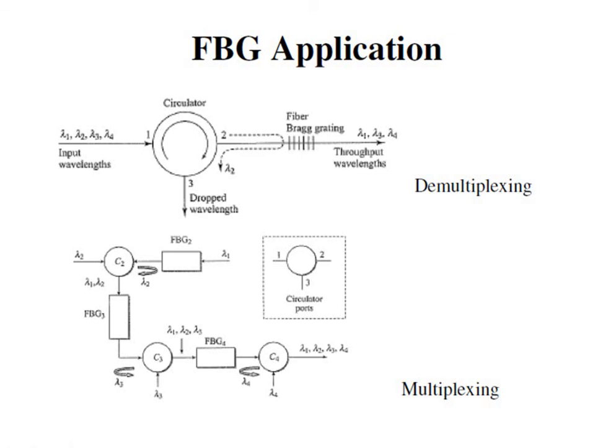After a similar process takes place at circulator C4 and filter FBG4 to insert wavelength lambda 4, the four wavelengths all exit together from port 2 of circulator C4 and can be coupled easily into the fiber.